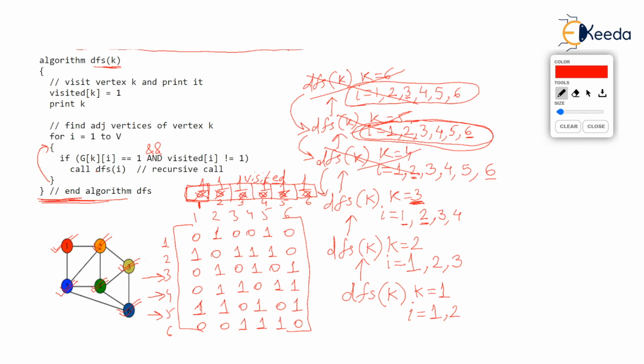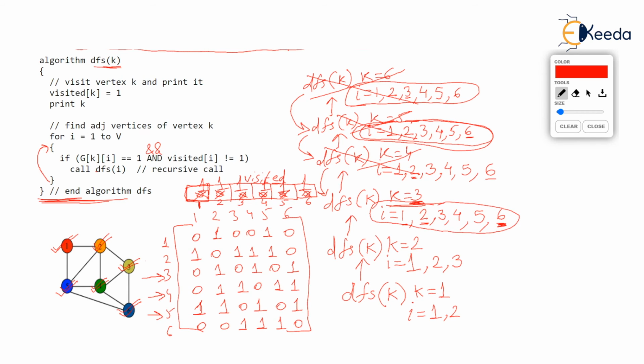The calling function is DFS(3), where k is 3. So when DFS(k) with k equal to 3 resumes, it will make i equal to 5. It will repeat its for and check, are 3 and 5 adjacent? Check the graph, 3 and 5 are not adjacent. Then it will repeat the for, making i equal to 6. Are 3 and 6 adjacent? Yes, indeed, 3 and 6 are adjacent. But the second condition written after AND, visited of 6 should not be 1, is false. Visited of 6 is 1. 6 is already visited.